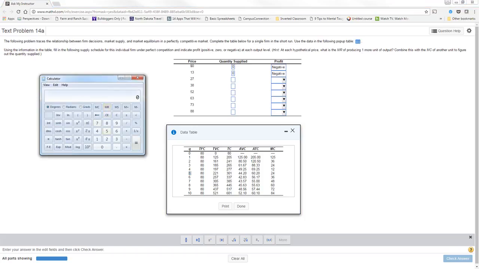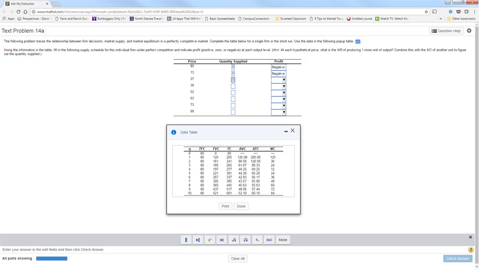All right, you're going to produce 5 units. You're going to sell it for $27. It's going to be total revenue of $135. You're going to have total costs of $301. So subtract $301. You're going to lose $166. Again, you'd be better off to shut down and lose fixed costs of $80. So again, we'd have quantity supplied of 0, and the profit would be negative.